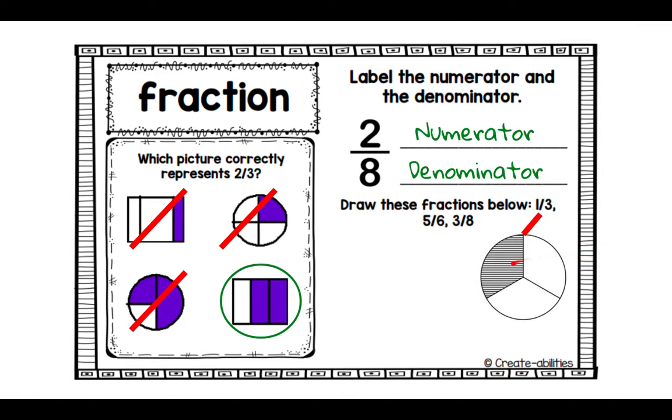My example, I used a circle. This one, you could have used a rectangle, you could have used a lot of different things, as long as all of your parts are cut evenly. That is the most important thing here. So 1/3, 1 of my parts is colored in out of all 3 of my parts. That is 1/3 as a fraction.